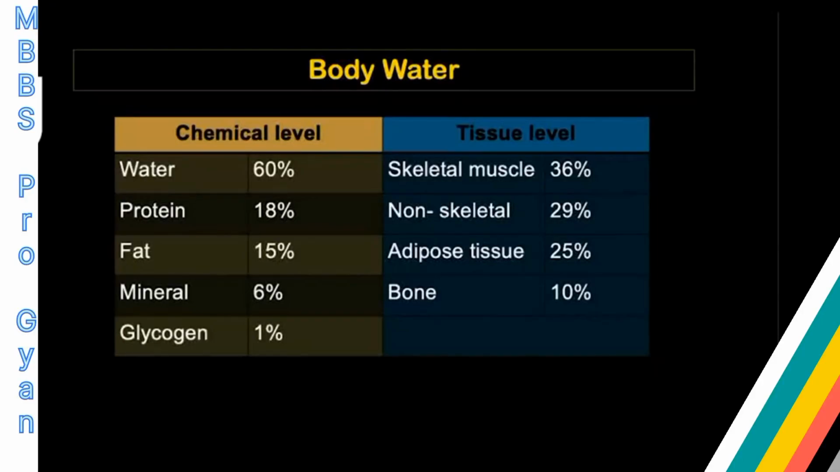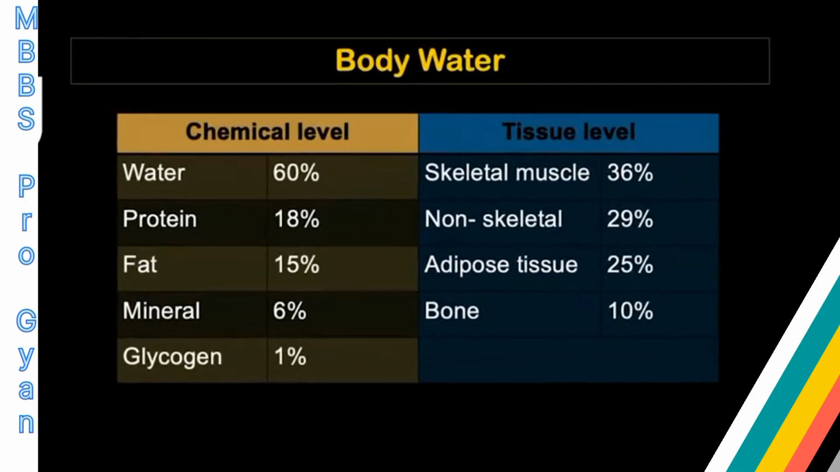Hello everybody. We'll be discussing body water, its distribution and management. So all of you know that in an adult person 60% of body weight is due to water. Protein is 18% of the body weight, fat is 15%, and minerals and glycogen constitute 7% of the total body weight. This percentage given in this table is typical of a male adult person.